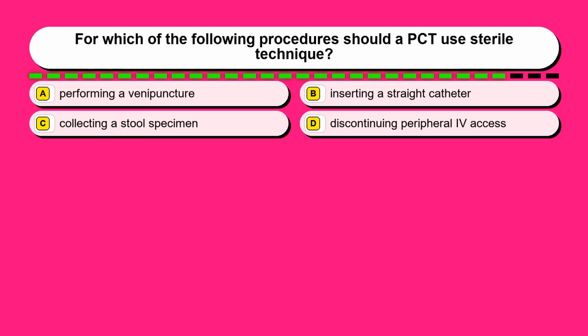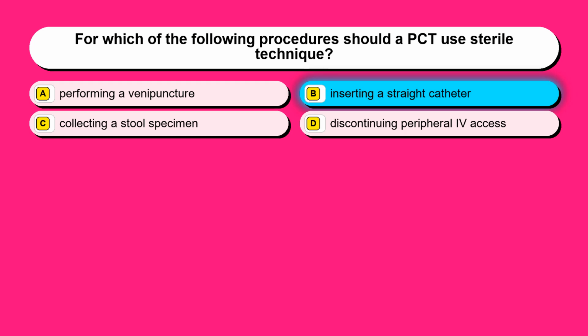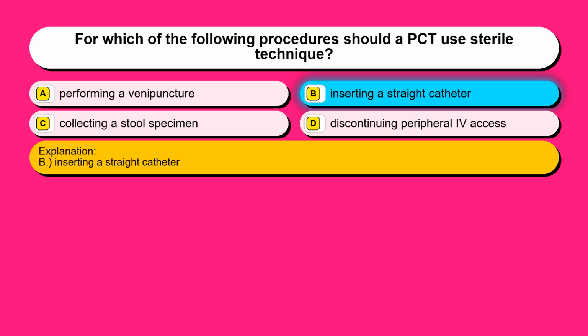Question 7. For which of the following procedures should a PCT use sterile technique? Option A, performing a venipuncture. Option B, inserting a straight catheter. Option C, collecting a stool specimen. Option D, discontinuing peripheral IV access. The correct answer is option B, inserting a straight catheter.